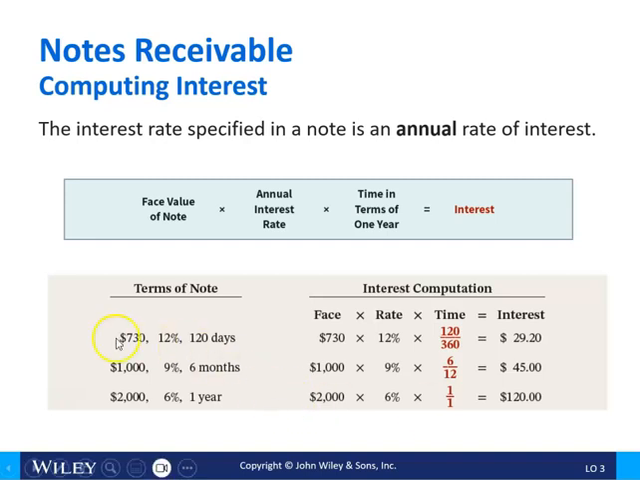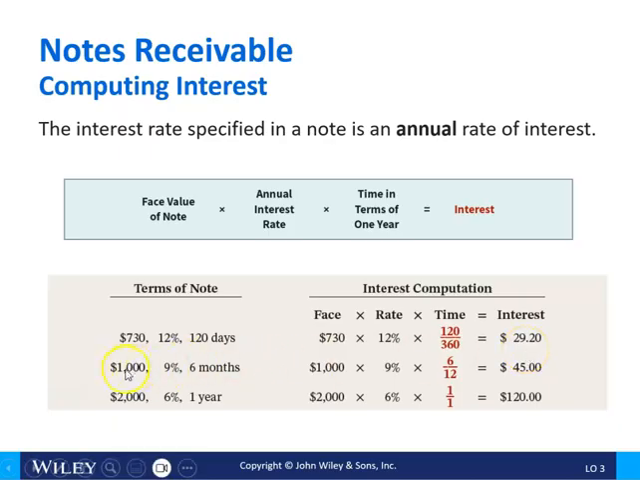So here's some examples. We have a note, $730, 12% interest, 120 days. To calculate the interest, we take the face value, 730, times 12% interest rate, times time, 120 over 360. So the interest is $29.20.